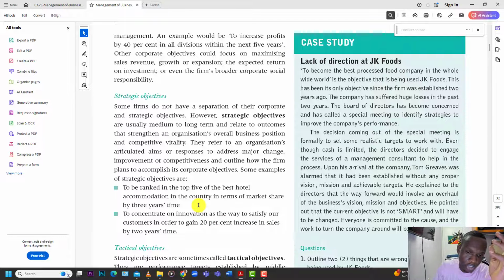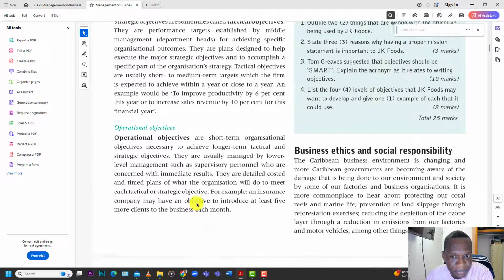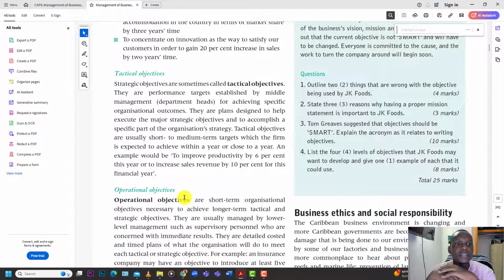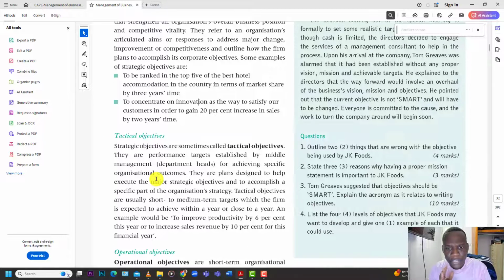See, medium term, 2 years, as opposed to the vision, mission, and even the corporate strategy objectives that are a little more long term. Then we have the tactical objectives. Strategic objectives are sometimes called tactical objectives. They are a performance target established by the middle management, department heads. Right, so note that these are from the middle management. The tactical objectives or the strategic objectives. Well, the tactical, right, for achieving specific organizational outcomes.